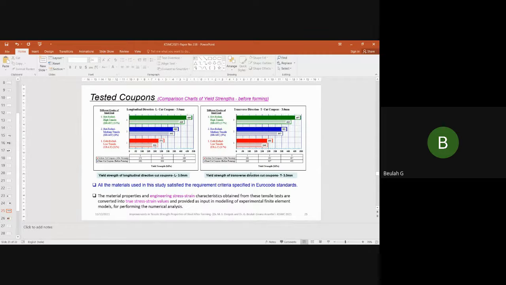All the materials used in the study satisfy the required criteria. The material properties, the engineering stress strain, are converted into the true stress strain curve as per the formulas, and they are put into the modeling procedures which can be used in the parametric study.